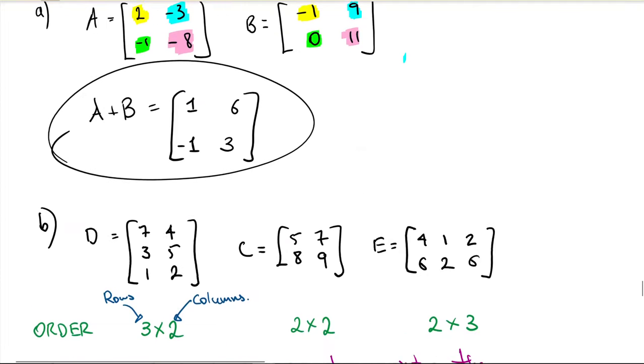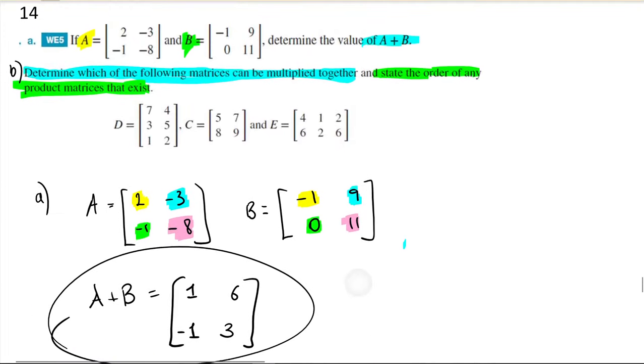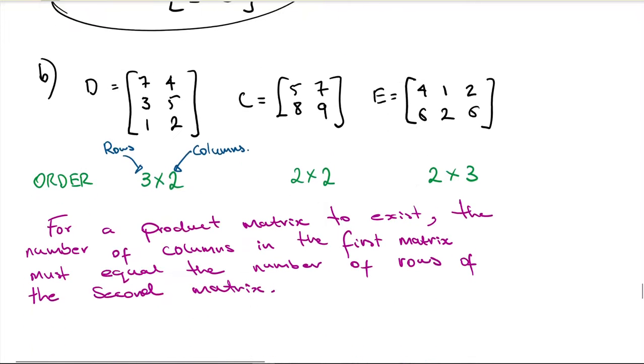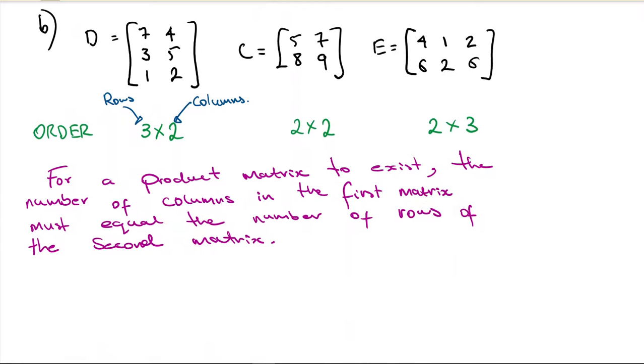Alright, I'm doing question 14b, which says determine which of the following matrices can be multiplied together and state the order of the product matrices that exist. So I've written the matrices down here and I've put the order down. We always start with the number of rows first and then the columns. For matrix D, I've got 3 rows and 2 columns. For matrix C, I've got 2 rows and 2 columns, and matrix E, 2 rows, 3 columns.